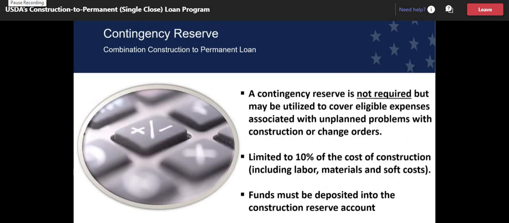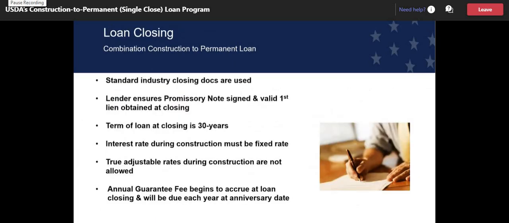Okay, a contingency reserve is not required, but it may be utilized to cover eligible expenses associated with unplanned problems with construction or change orders. The maximum of that is limited to 10% of the construction cost. That construction would be including the labor, materials, and soft costs. And the funds must be deposited into a construction reserve account. Again, it's not required, but it's there to be used if necessary, or if you think it would be necessary.